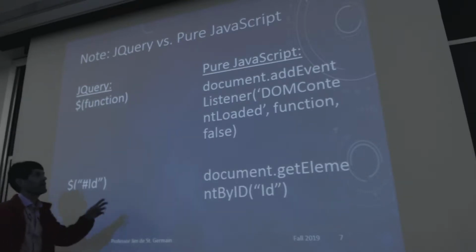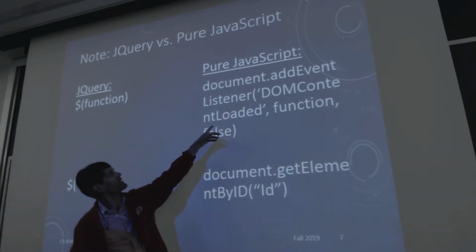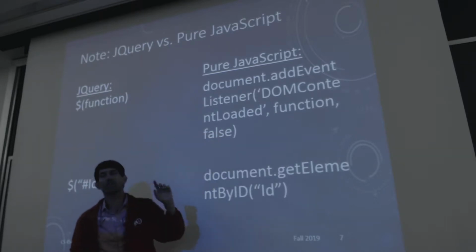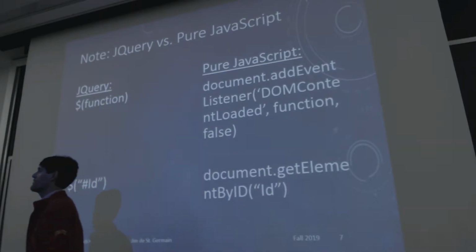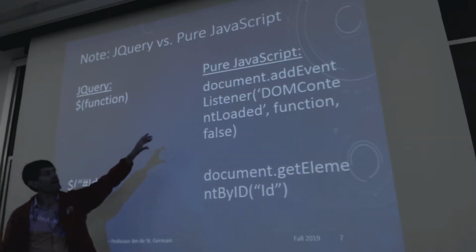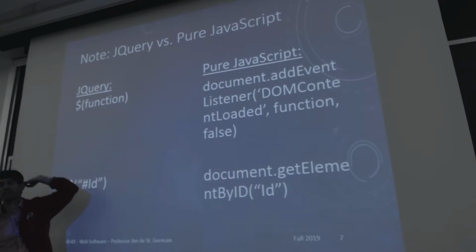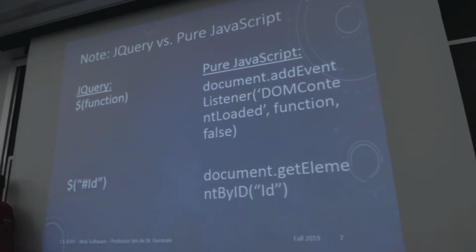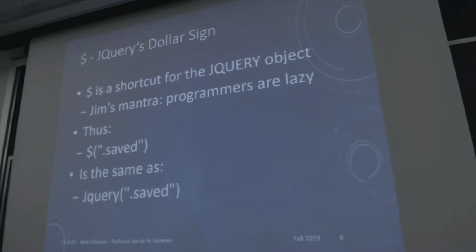In JavaScript, you use addEventListener, DOMContentLoaded, and then you give it a function. That says wait until the entire web page is there and then execute this function, which can do its job. In jQuery, all of that is replaced with $ and a function. It just makes it easier and quicker to use. As I think I said last time, $ is a shortcut for jQuery. You could, in fact, just say jQuery rather than $.